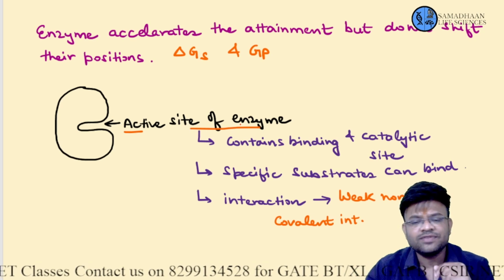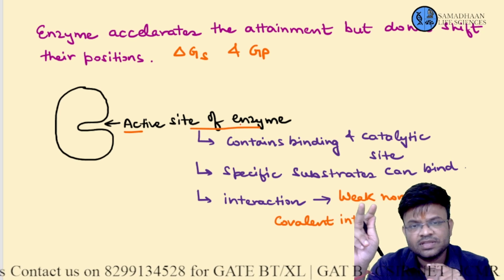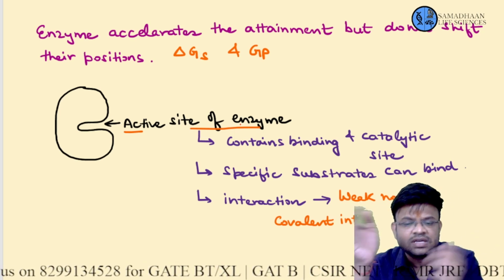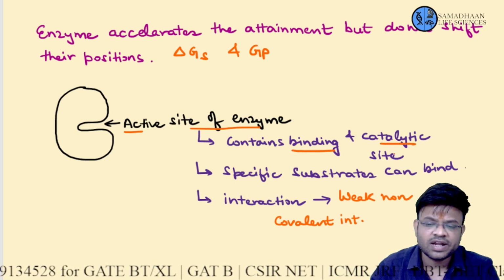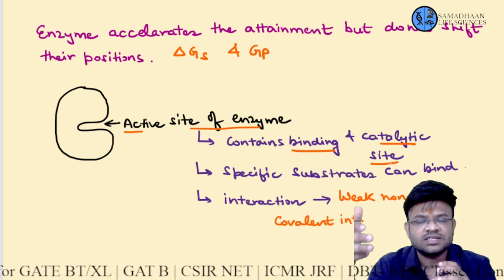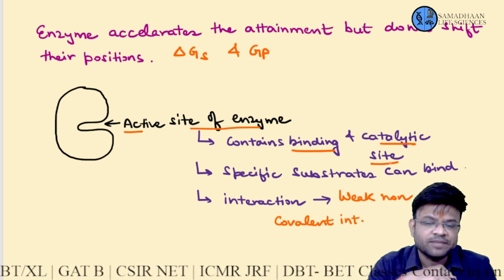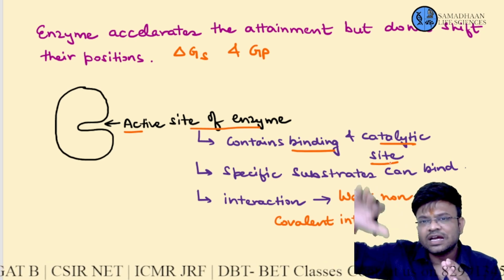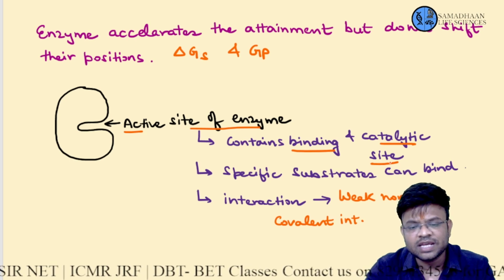Now remember, the active site comprises two individual sites. That means the active site comprises two different regions. One region is called the binding site and the other region is called the catalytic site. Binding site, as the name suggests, is where the substrate binds, and the catalytic site is the site where this substrate gets converted into the product. So this is simple and you can understand it by the name itself.